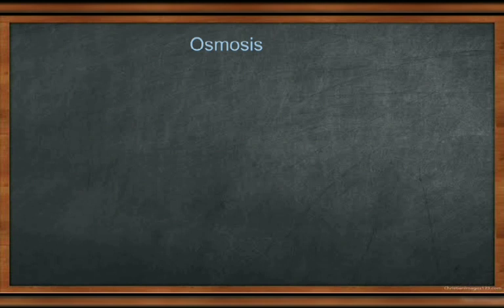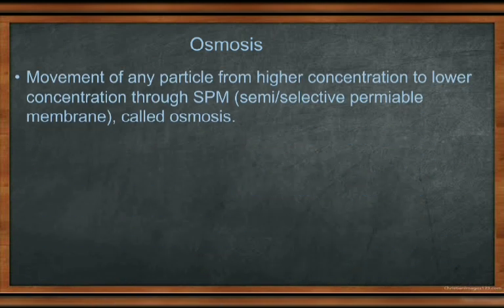If we write one more definition, think about this. What is the definition of diffusion? Movement of any particle from higher concentration to lower concentration is called what? Diffusion. Simple. But if we add through SPM, then it is called what? Osmosis. So one more definition is that diffusion through SPM is called osmosis. That is a simple one. Movement of any particle from higher concentration to lower concentration through SPM, the semi or selective permeable membrane, is called osmosis.